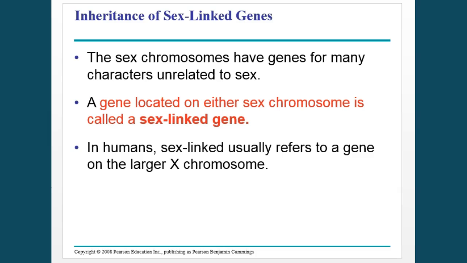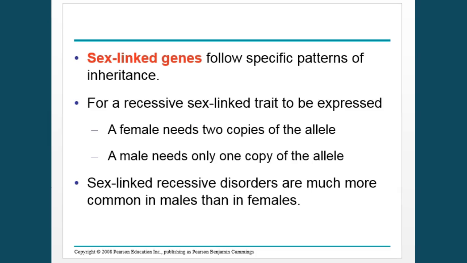Alright, the inheritance of sex-linked genes. The sex chromosomes have genes for many characters unrelated to sex. A gene located on either sex chromosome is called a sex-linked gene. In humans, sex-linked usually refers to a gene on the larger X chromosome. So things like hemophilia and color blindness are both located on that X chromosome. Okay? Sex-linked genes follow specific patterns of inheritance.